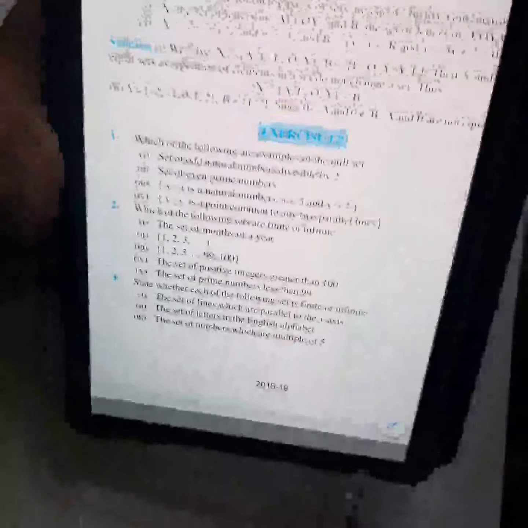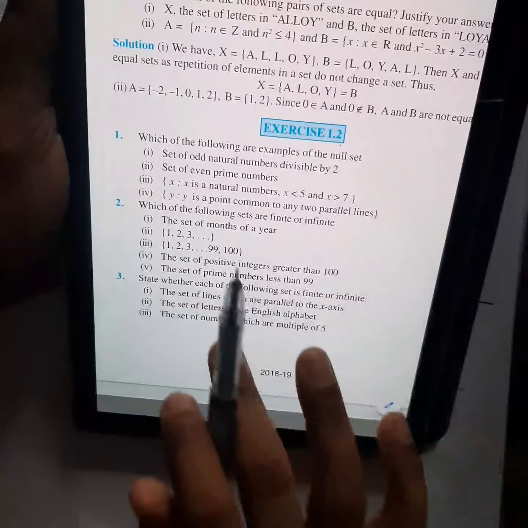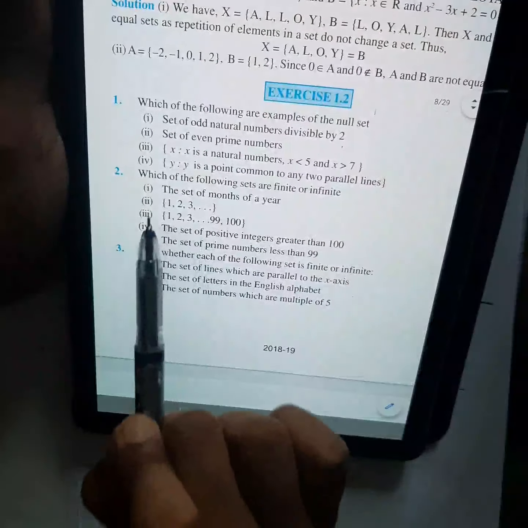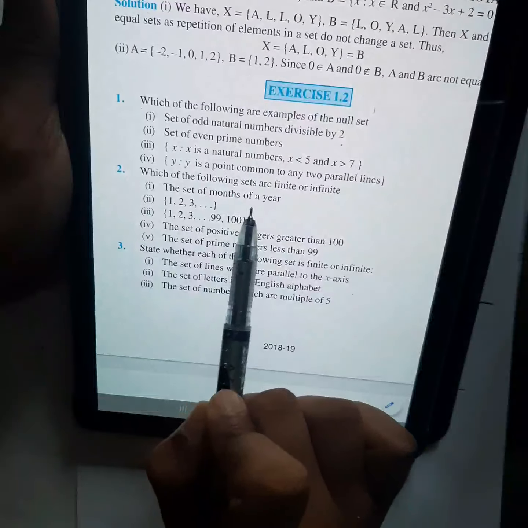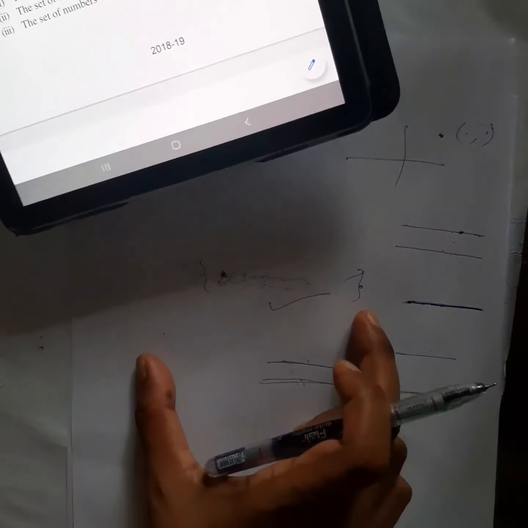Okay, next is which of the following sets are finite or infinite. That will be very simple, I guess, for you, right? The first question is the set of months of a year. So what are the months? January, February, like this, you will end up at December. Yes, there is an end. So it is a finite set.